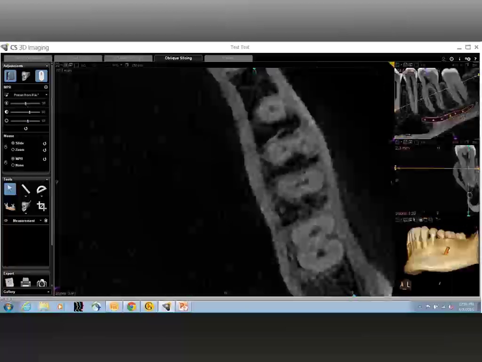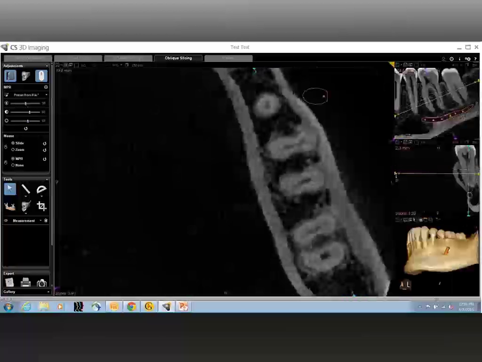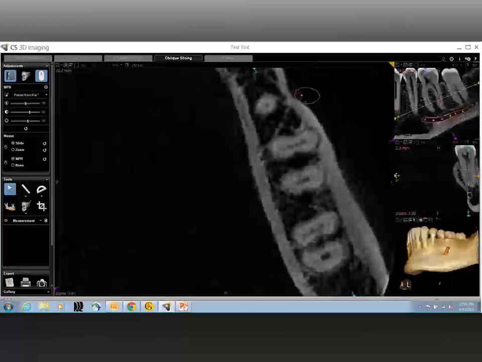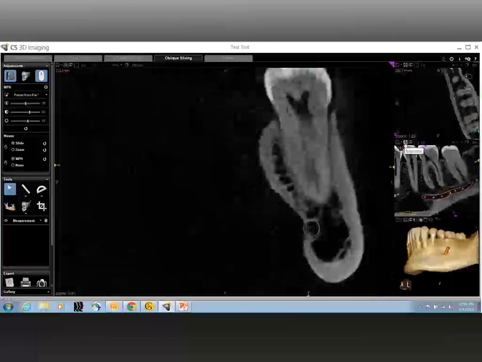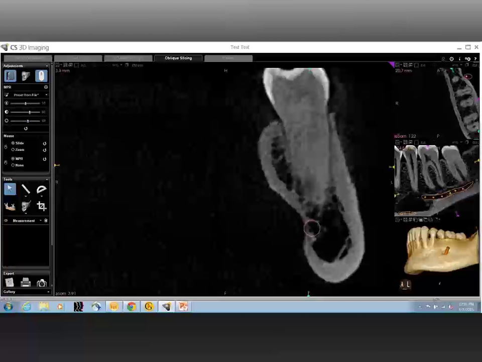Now, if you're looking at the PDL space, you can check for the integrity of the periodontal space, the lamina dura, and any breaks in the lamina dura that you can see in the apical region, which could imply a diseased tooth. So you are able to visualize that area and identify any changes in the shape of the PDL space and the lamina dura and its relationship to other anatomical structures.